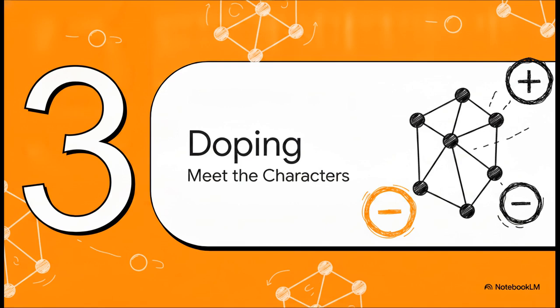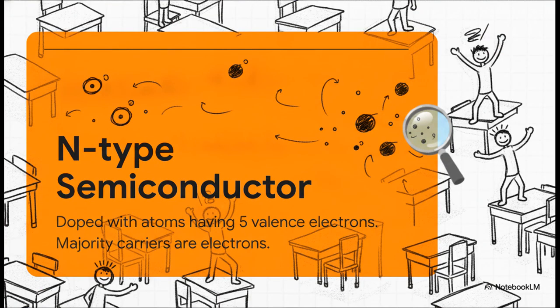Okay, part 3, doping. Meet the characters. Pure semiconductors, like pure silicon, honestly, they're kind of boring on their own. They don't conduct very well at all. To make them useful, we have to inject some characters into them through a manufacturing process called doping.